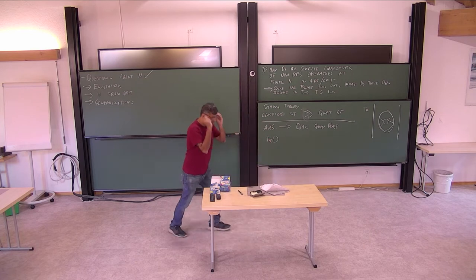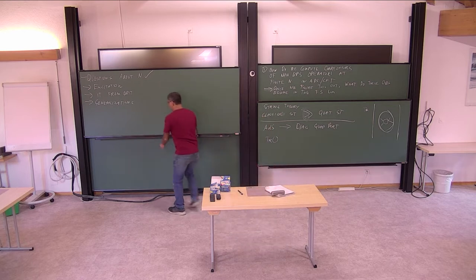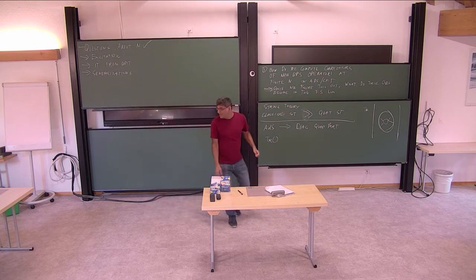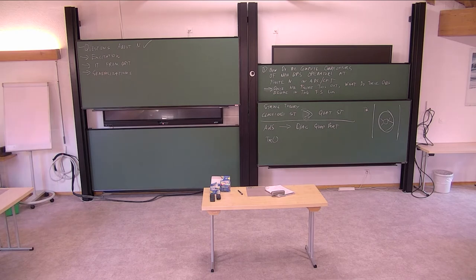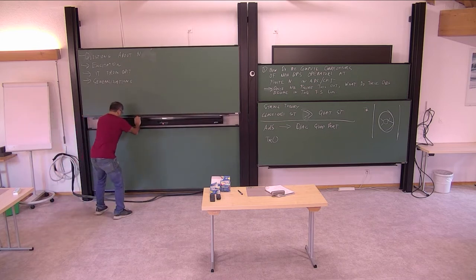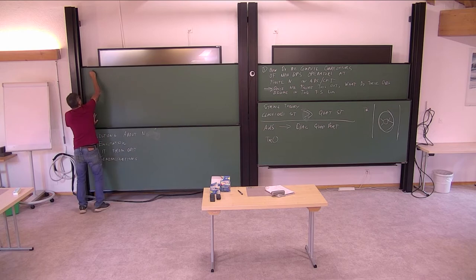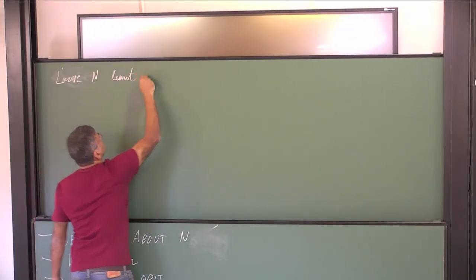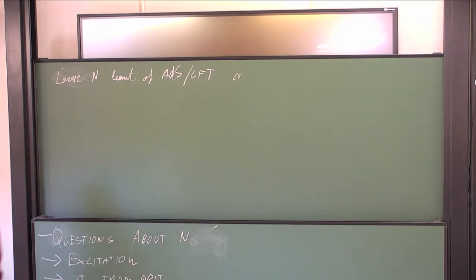Okay. So the second question goes as follows. The second question is about the large n limit. Great. So question number two is about the large n limit, and finite n improvements of it.